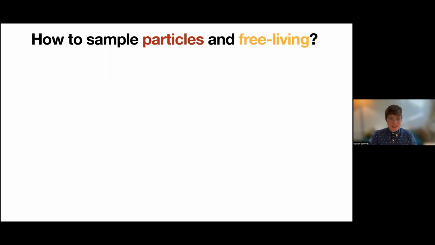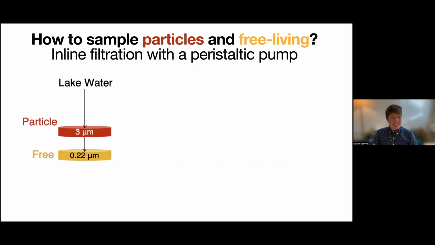So how do we do it? It's maybe a little bit more simpler than you might be thinking, but the way that I take, which is not the only way, there are a couple other ways to sample these types of habitats. I use an inline filtration with a peristaltic pump where I sample the lake water. And then I mostly use a 3-micron filter because that kind of mimics the Tara Oceans data. And then sequentially filter that onto a 0.22 micron filter.